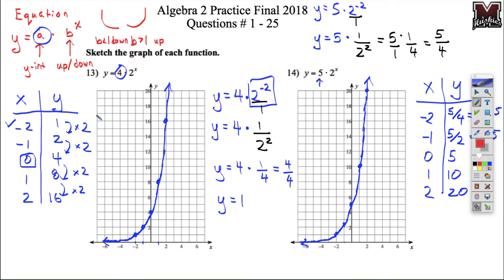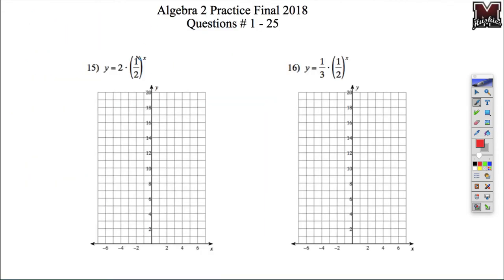Which means, look at this. This b was 2, which is bigger than 1, and it went up. But now we have a b right here that is less than 1. It should be going down. This is just a quick way to check to make sure you're doing the right type of graph. Let's go ahead and make a table. It's the same method, and we'll see if that is indeed true.